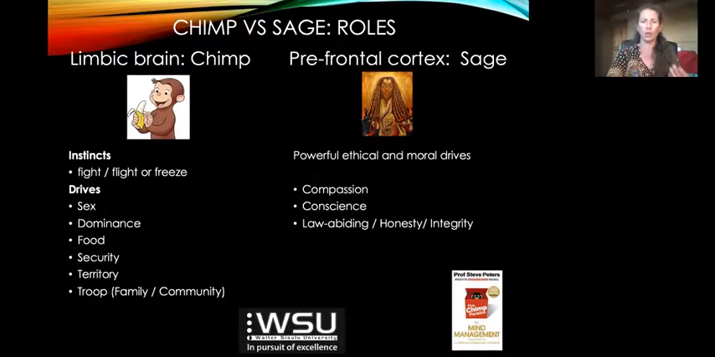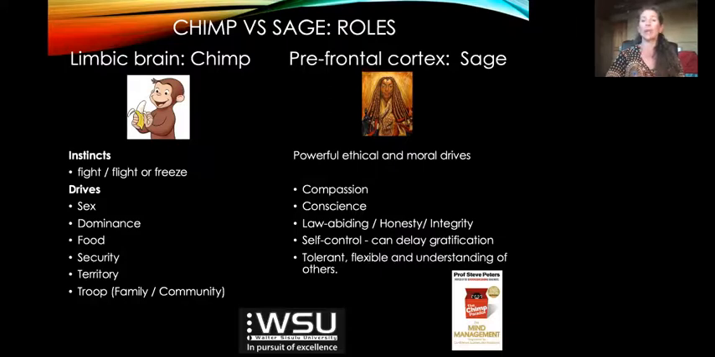Here's where we decide we'll follow the rules because it's good for the community. So the chimp doesn't like wearing masks, but the sage will decide masks is a sensible thing to do. We won't talk about vaccinations here quite yet. Honesty, integrity, all qualities of that prefrontal lobe. This is our ability to have self-control, so delayed gratification. Our limbic chimp brain wants things now. Think of any 2-year-old, very good example of little cute chimps. But now we're able to say, no, hold on, I'm going to leave this now and I'll leave it for later. And this is where we're able to be tolerant, flexible, and understanding of others. So now you're able to step into somebody else's shoes, see somebody else's point of view.